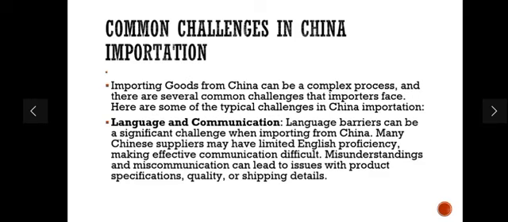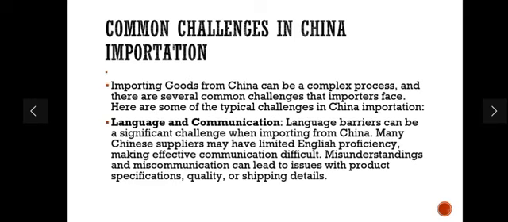Many Chinese suppliers may have limited English proficiency, that is, they might not be able to communicate well in the English language, thereby making effective communication difficult. Misunderstandings and miscommunication can lead to issues with product specification, quality, or shipping details. So this is where it's very imperative that when discussing with your agent or buying from them, you should be clear in what you are doing.